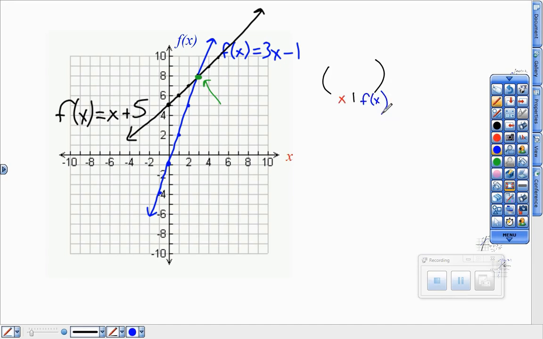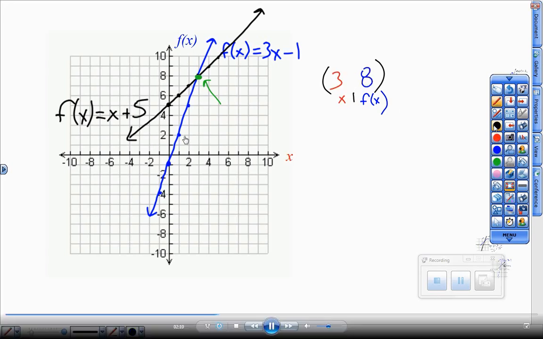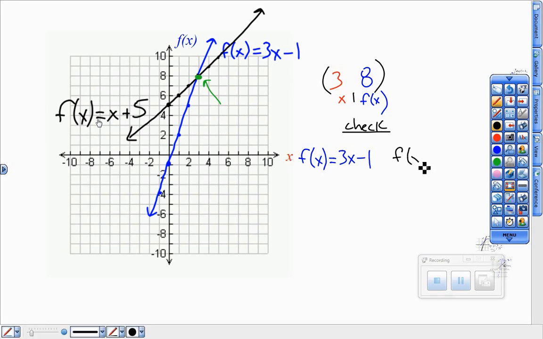I look at that graph and I can see that's the point 3 over, 3 for x, and then up 8 for what used to be y, but now is f of x, over 3 up 8. That is that point right there. To do the check, I take those 2 equations, f of x equals 3x minus 1, be careful not to change it, and f of x equals x plus 5.